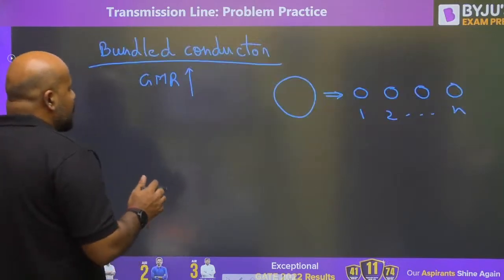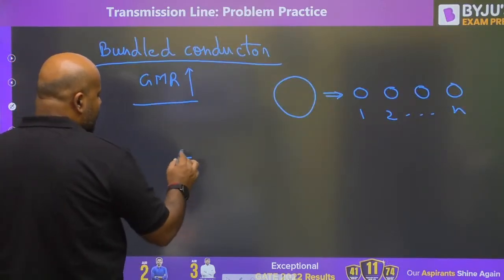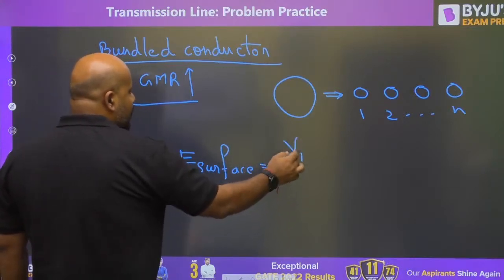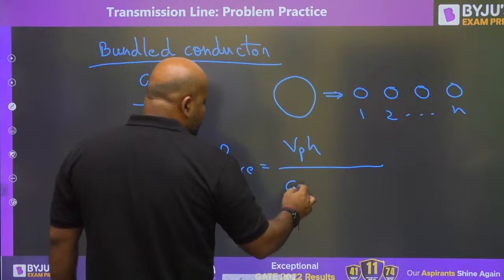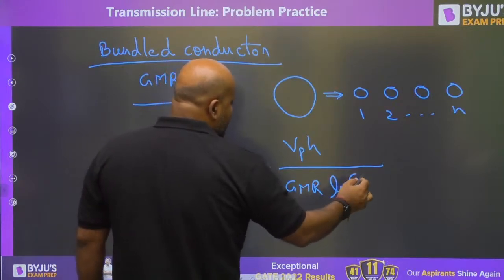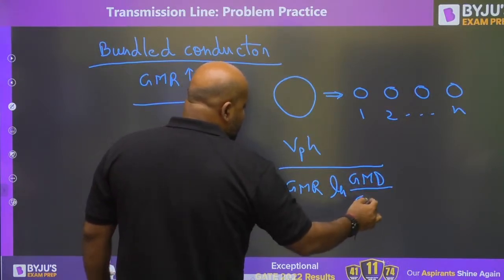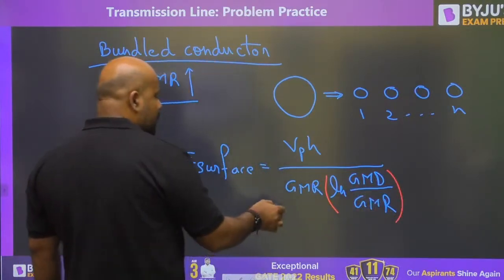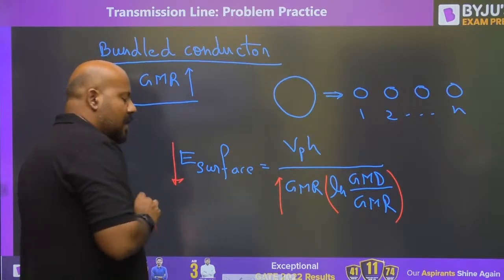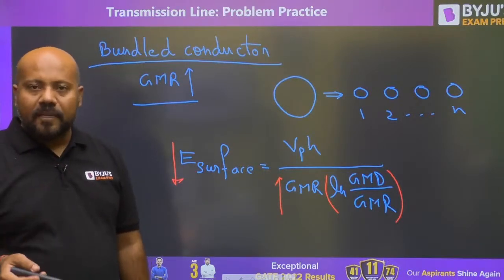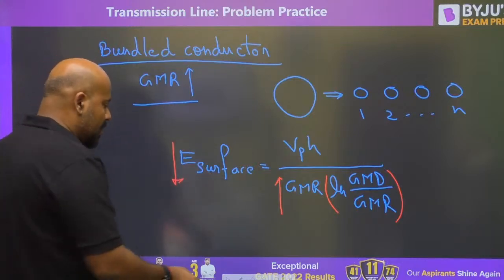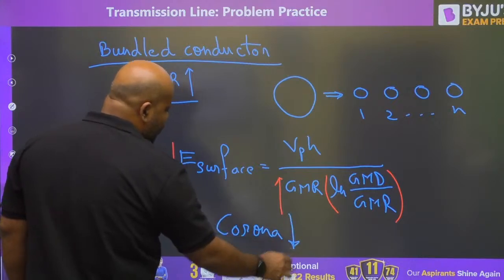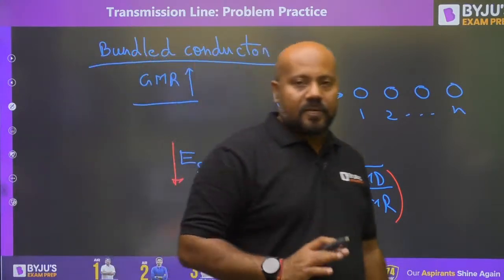Now, what you are doing by increasing the GMR: if you write the electric field stress at the surface of the conductor, you can write V phase upon GMR times ln GMD upon GMR. Now this is a logarithmic term, so it is not going to affect too much, but if you are increasing the GMR, definitely the electric field stress at the surface of the conductor is reducing, and if the electric field stress is reducing, definitely you can say the effect or intensity of corona, or the corona loss, is going to be reduced. This is our agenda.